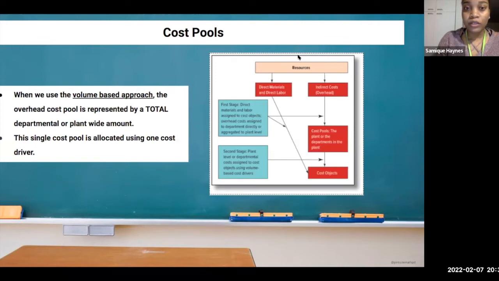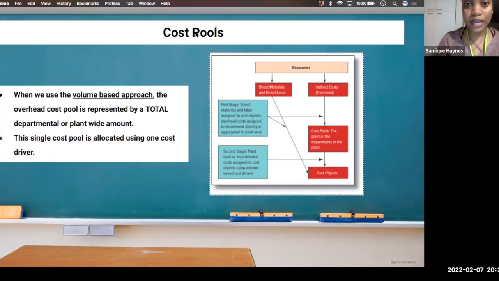Okay, so basically, this is the thing that I've already said. When we use a volume-based approach, we have the overhead cost pool. It's a total plant-wide amount. So just one total overhead cost that we use for the entire factory, right? This is a single cost pool, and we use this one cost driver to find the one predetermined overhead rate, and we use this to allocate the overhead costs to our products.